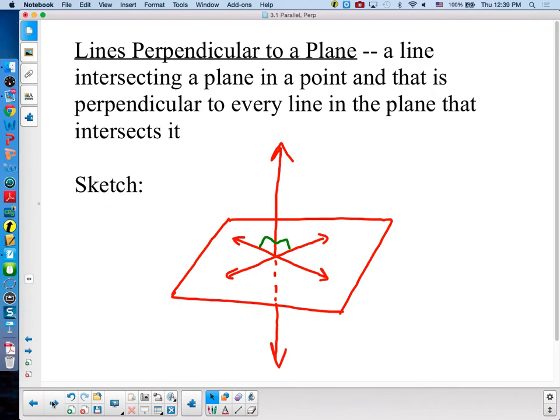All right, how about perpendicular? This describes a line perpendicular to a plane. A line perpendicular to a plane. It says a line intersecting a plane in a point that is perpendicular to every line in the plane that intersects it. Again, demo what that's talking about.